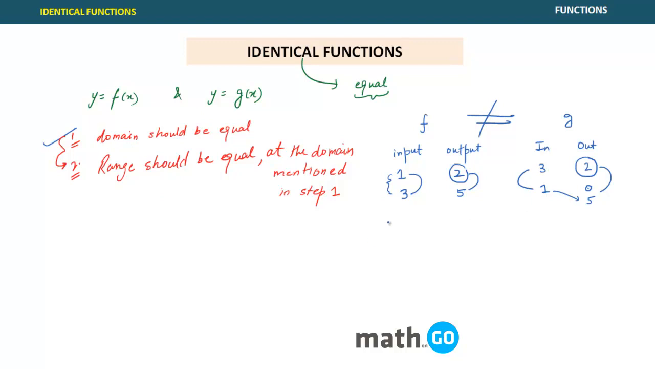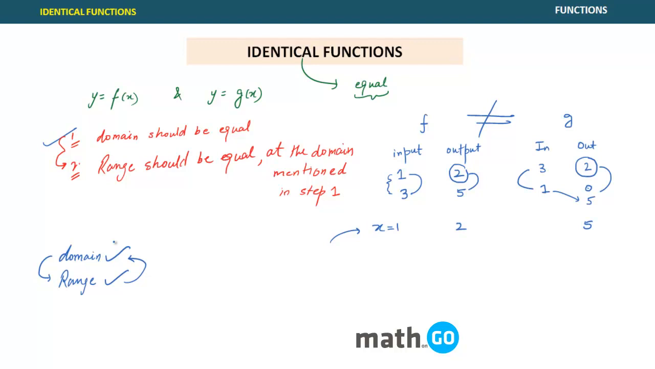Why? Because for input x equal to 1 here, the output is 2, but here it is 5. That is the problem. For input x equal to 1, both the machines should return the same value. Here it has been 2, so here it also should have been 2. In both the cases that I have taken, domains are equal and the ranges are also equal. So you do not just have to check domain and range. What you have to check is that the domain is equal, and then the value of the output at that particular input should be equal. This is how you check identical functions.